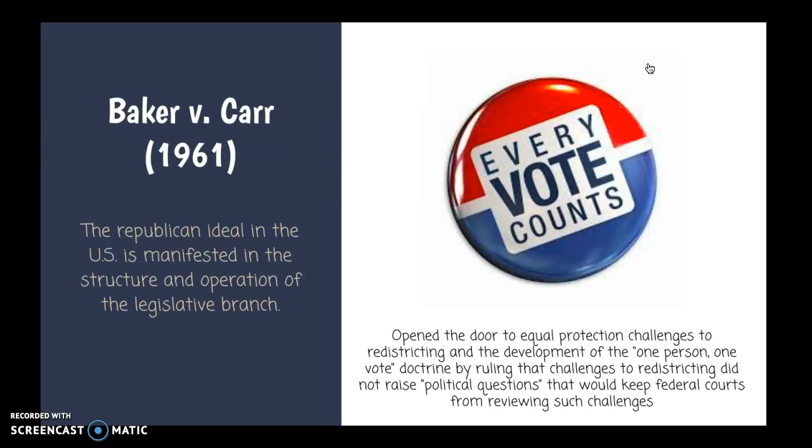Next we're looking at Baker versus Carr. This is the case that established the idea of one person, one vote when it comes to challenging redistricting and the way district lines are drawn for elections in the United States. It also looked at whether the federal courts could or could not review challenges to redistricting. So this is an important case where we understand how this idea of a republic works, and how this idea of representation works when it comes to our democracy.